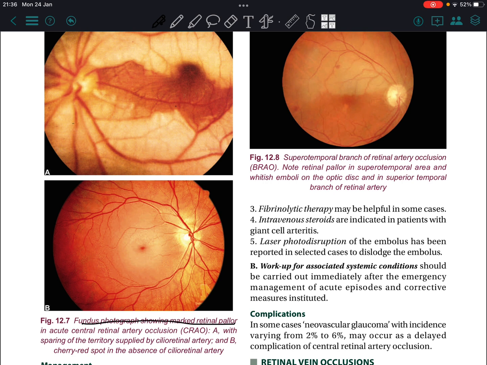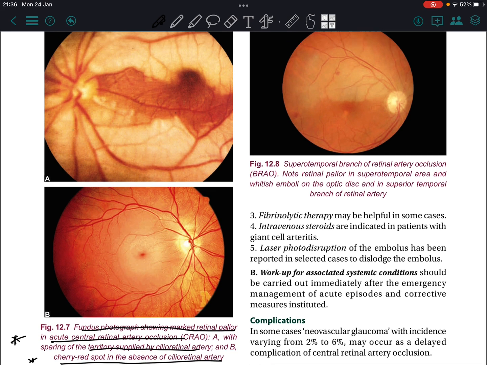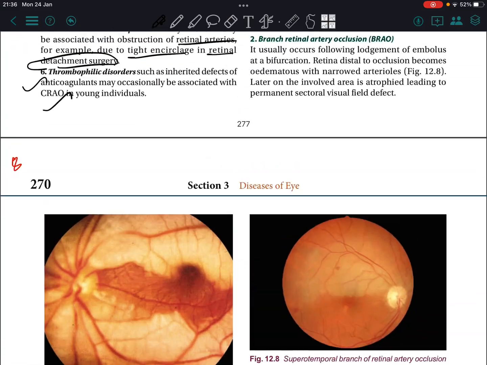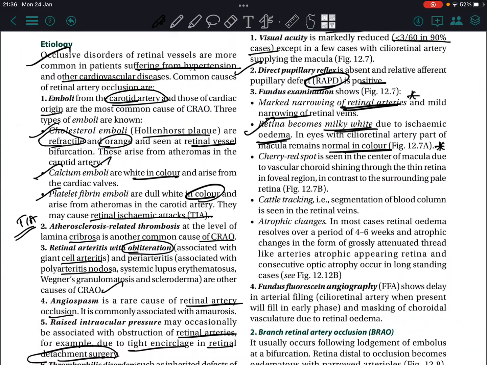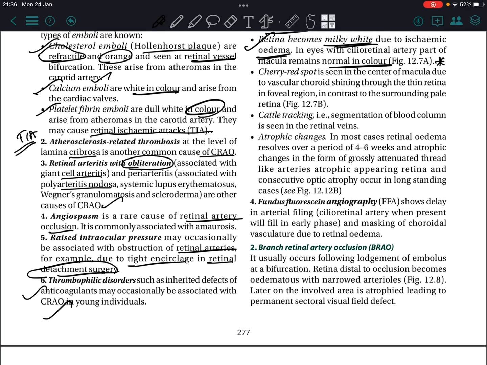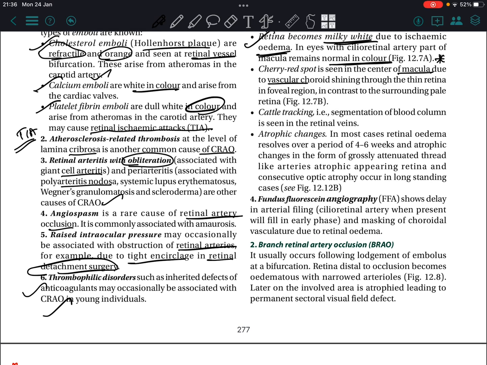Fundus photo showing marked retinal pallor in acute central retinal artery occlusion, with sparing of the territory supplied by the cilioretinal artery, and a cherry red spot in the absence of a cilioretinal artery. The cherry red spot is seen in the center of the macula due to the vascular choroid shining through the thin retina in the fovea region, in contrast to the surrounding pale retina. Cattle tracking: segmentation of the blood column is seen in the retinal veins.